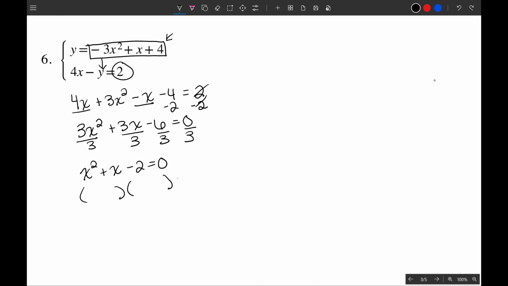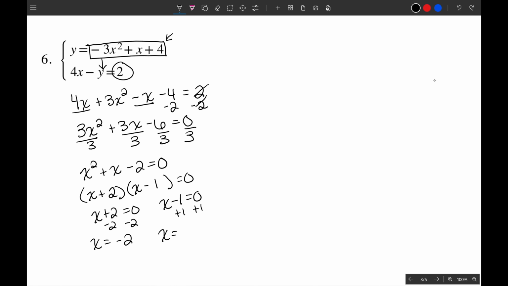And then I'm going to factor. I have a positive and a negative. And what multiplies to make 2 that will subtract to make 1 is 2 and 1. And I need the middle to be a positive 1. So 2 will be positive, 1 will be negative. And then I'm going to set those equal to 0. So I get an x value of -2 and an x value of 1, which means we're going to have 2 points of intersection. Now I'm going to plug those in.